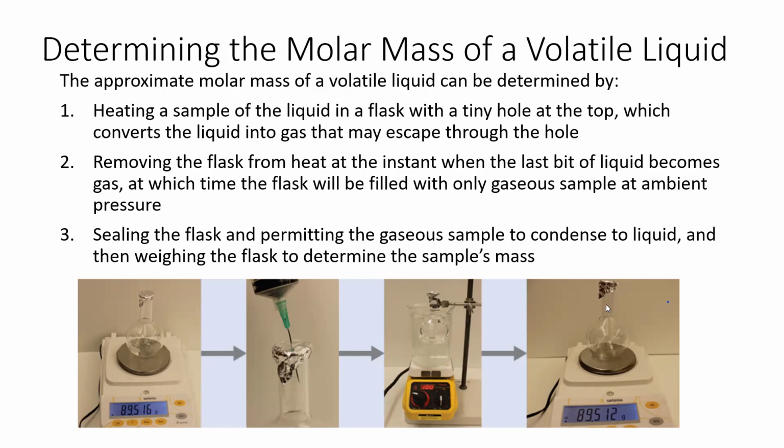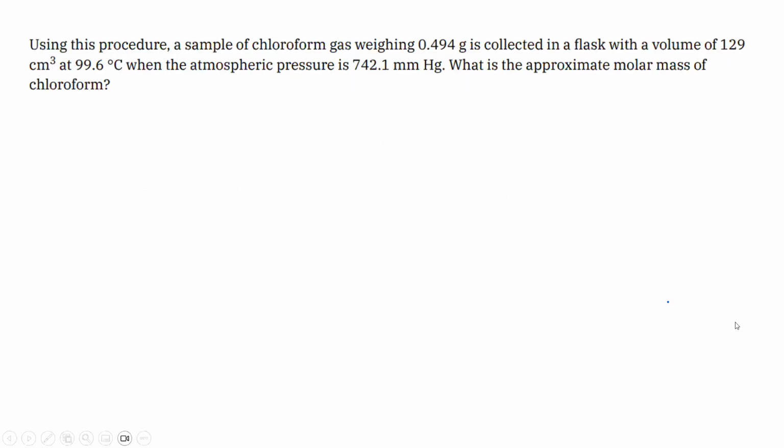But since we cap it, that gas is gonna recondense. So it's gonna stay in the flask. We're gonna be able to measure that mass. So if we look at a question like this, using this procedure, a sample of chloroform gas weighing 0.494 grams is collected in a flask with a volume of 129 cubic centimeters at 99.6 degrees Celsius when the atmospheric pressure is 742.1 millimeters of mercury. What is the molar mass?